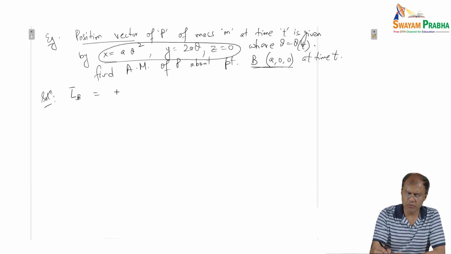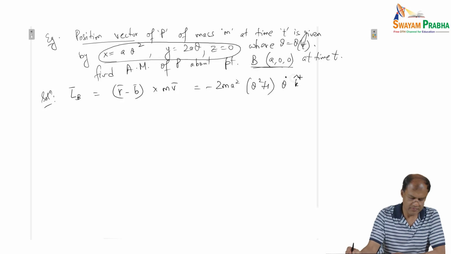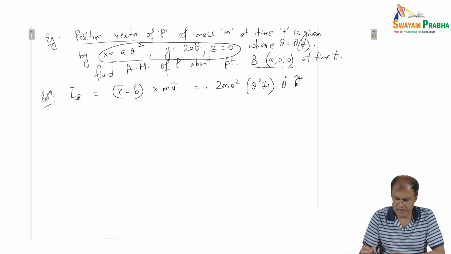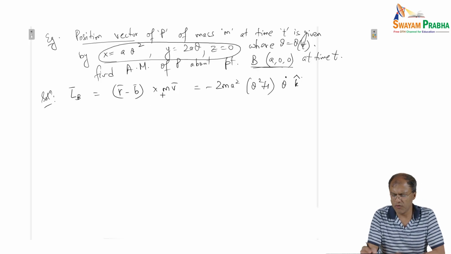So L_B is going to be (R minus B) cross mV, and this is going to be minus 2 m a squared (theta squared plus 1) theta dot k hat. We can plug in. I have already plugged in all the formulas, and that is what we get.